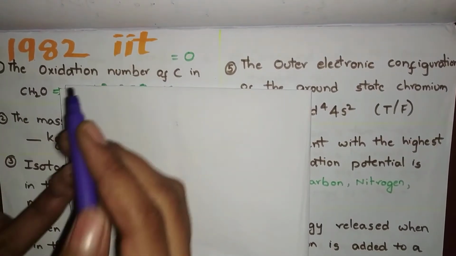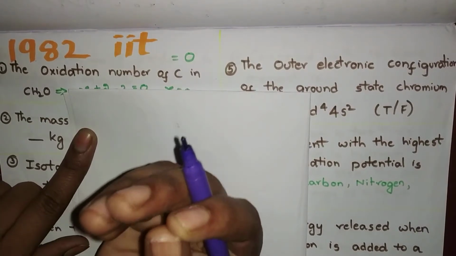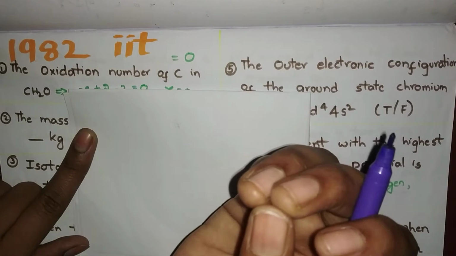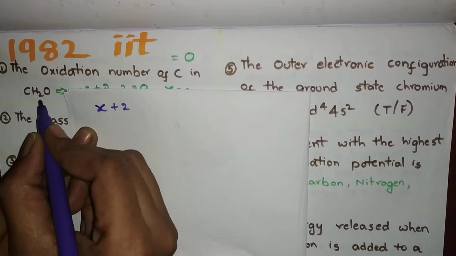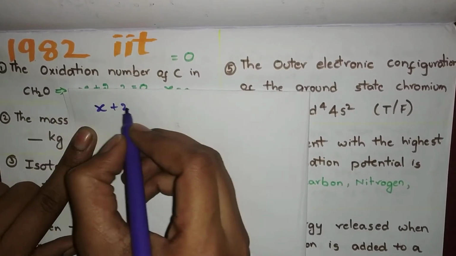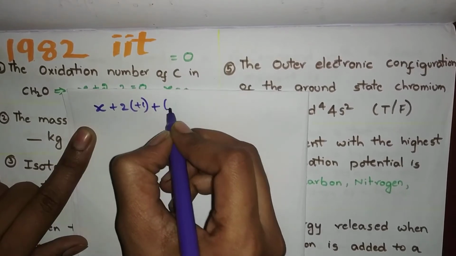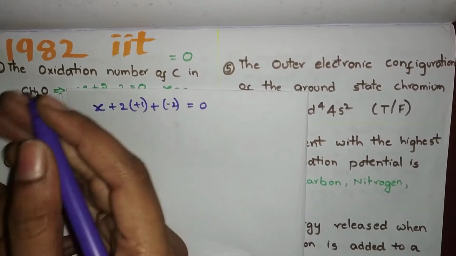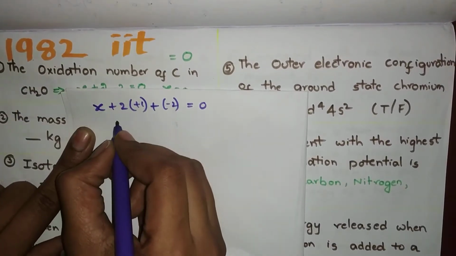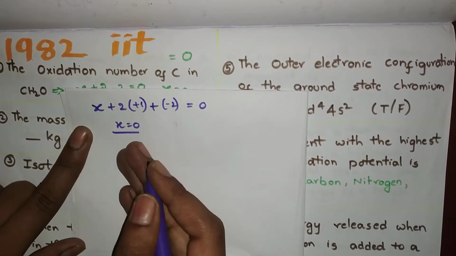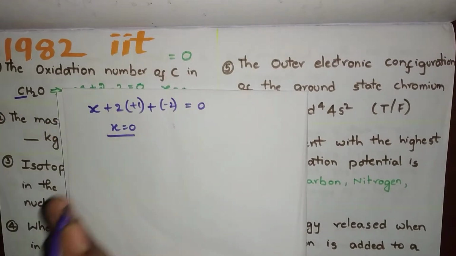You can calculate it normally, you will get the answer, okay? So whatever element you have to find the oxidation number of, put that as X. So X plus hydrogen, what is that hydrogen oxidation number? Plus 1, right? So 2 into plus 1 plus for oxygen is minus 2. Then put it equal to 0 because there is not any extra charge here. Then X will be equal to 0. So the oxidation number of carbon is 0.